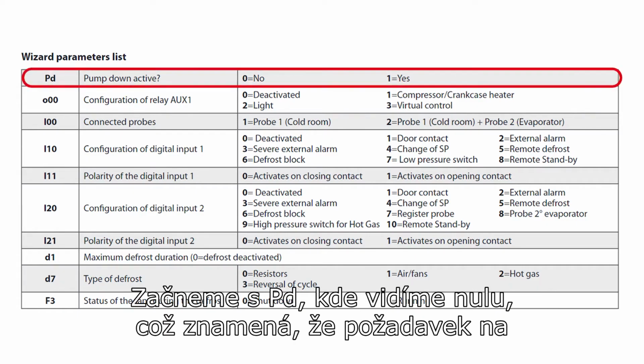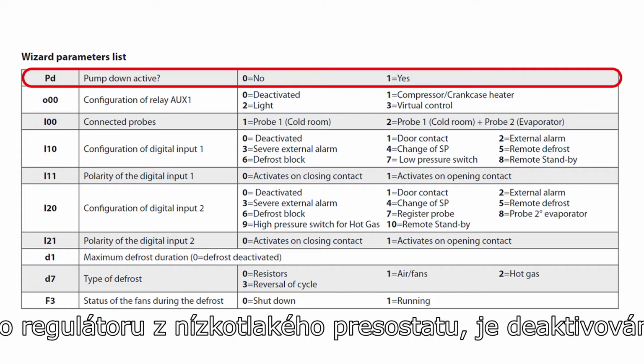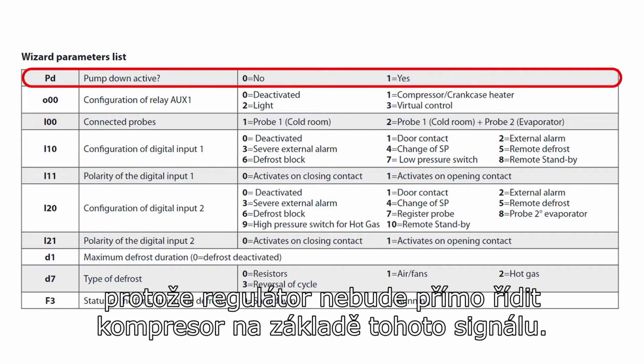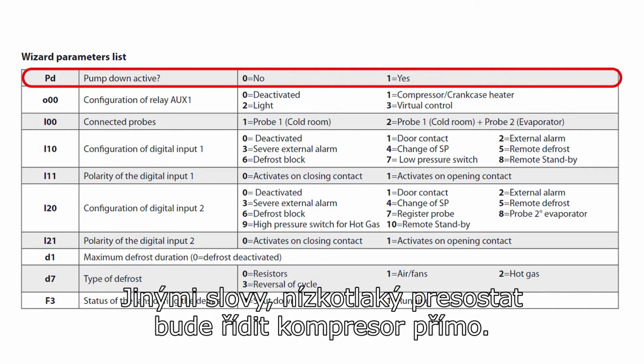So starting with PD, we see a 0, which means that the requirement for a confirmation signal, which is a digital input, to the controller from the low pressure control is deactivated, as the controller will not be directly controlling the compressor based on this signal. In other words, the low pressure control will be controlling the compressor directly.